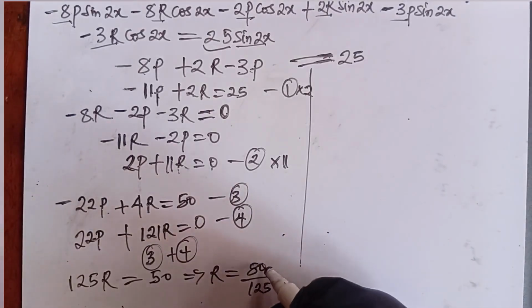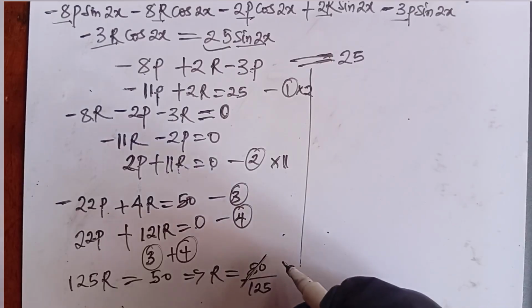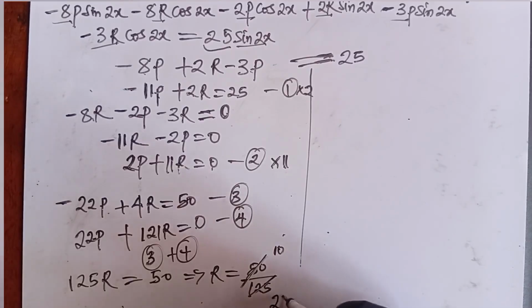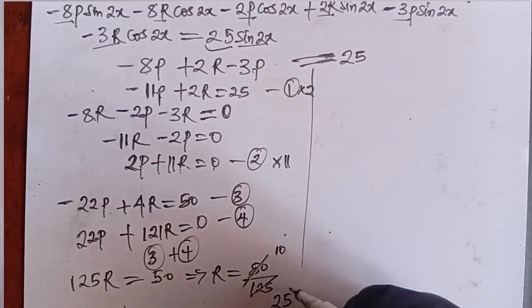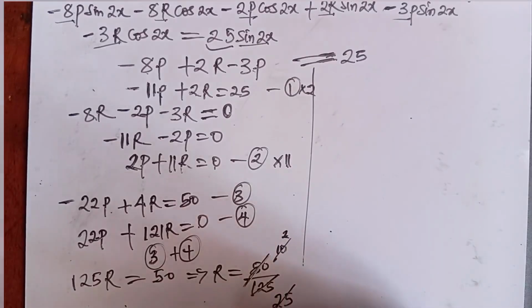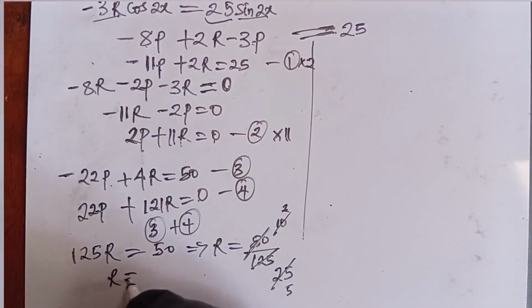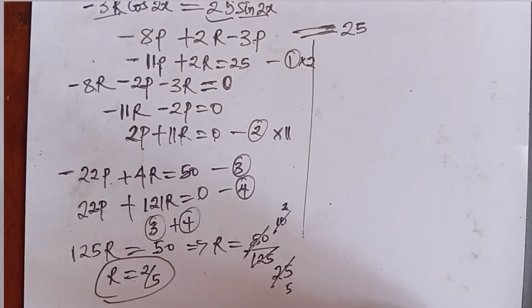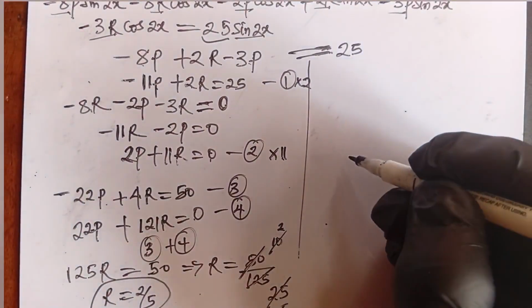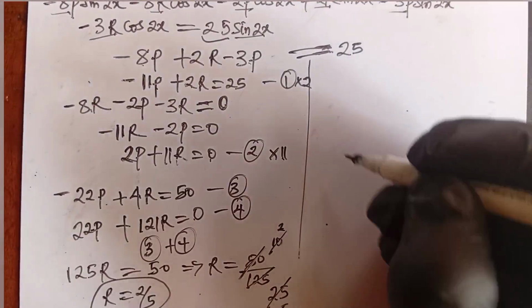Okay, 5 here is 10, 5 here is 25. We can still go again. 5 here is 2, 5 here is 5. So this means that r is 2 divided by 5. Let's keep this one. We now determine the value of p if r is 2 over 5.